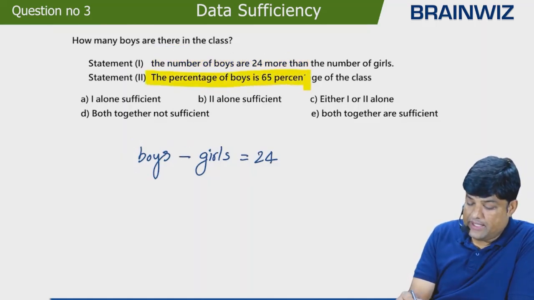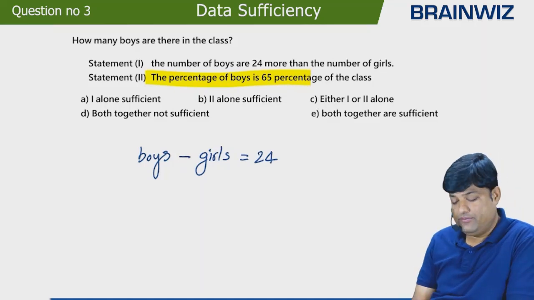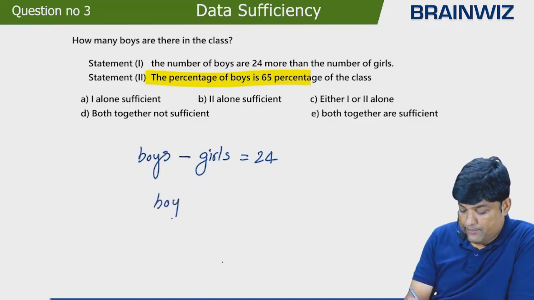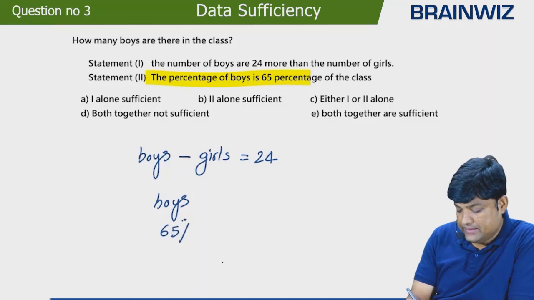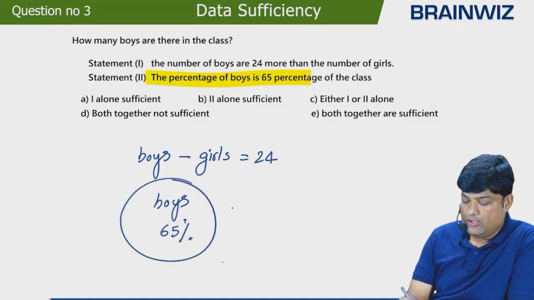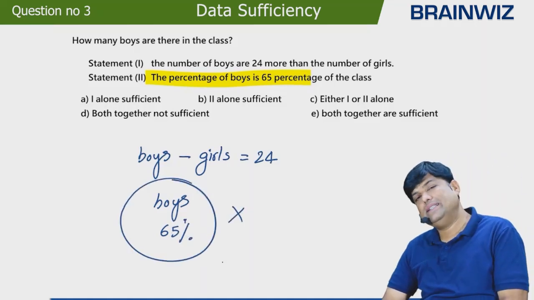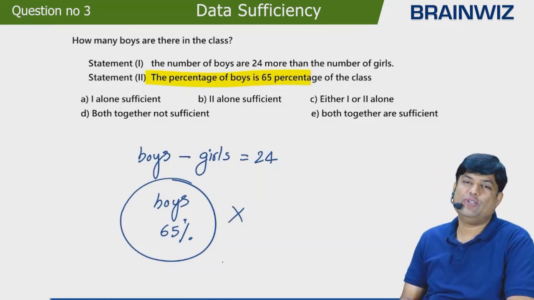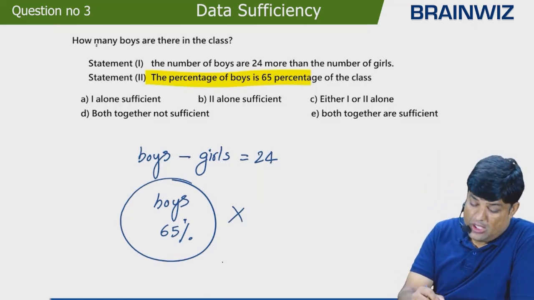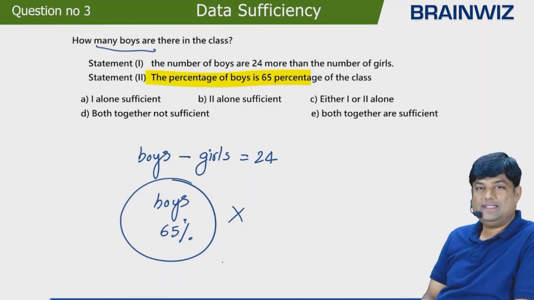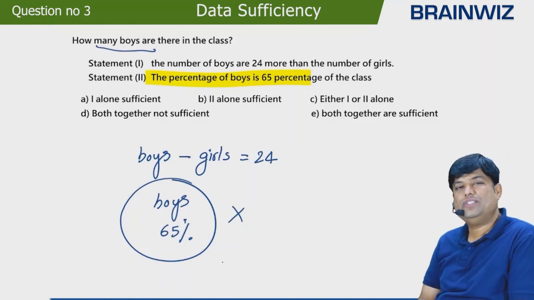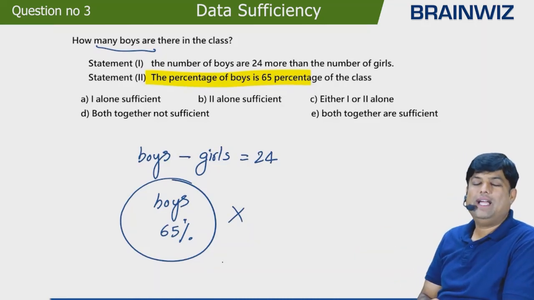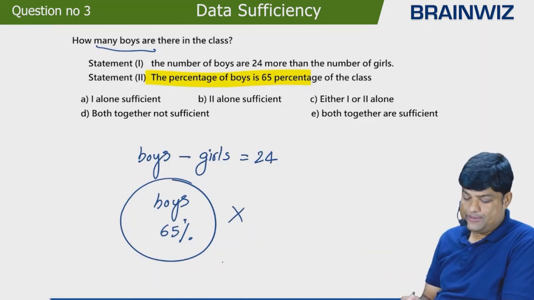In the next statement he gave you, the percentage of boys is 65. Means in the class, boys are 65%. Using this data, we cannot answer how many boys there are. Boys are 65%, but number-wise we don't know how many boys there are. He's asking how many boys there are, not the percentage. So data 1 is not sufficient and data 2 is not sufficient. Let's club these two data and see whether we can answer or not. Let's have a look.